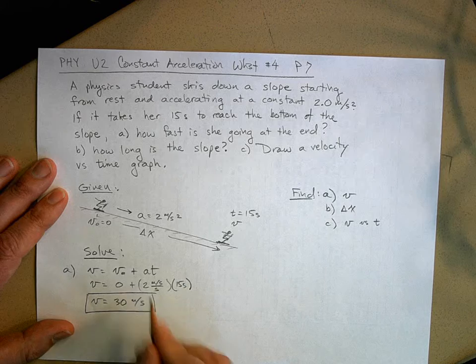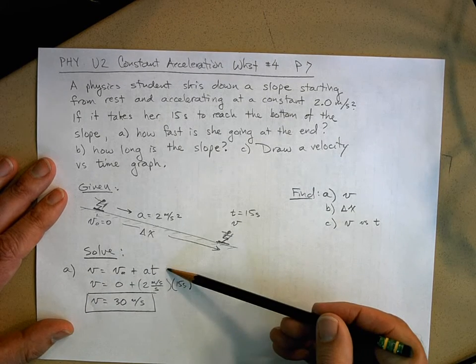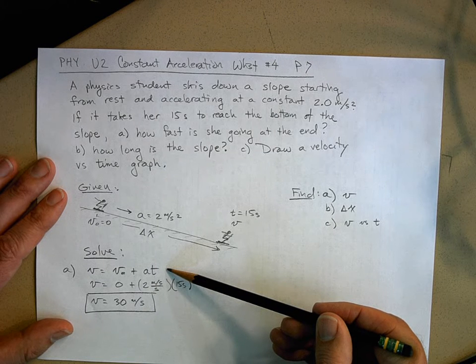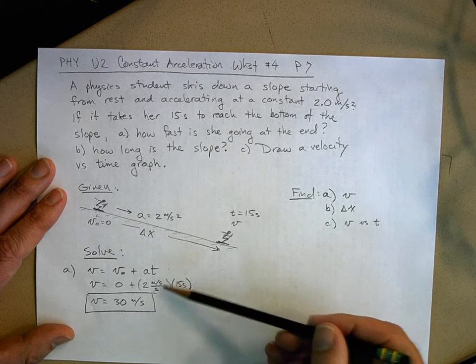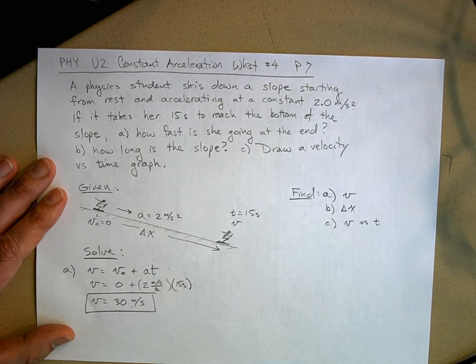That's the right answer. Now look at the technique I'm using here. I start off with the basic equation that matches what's given and what I'm trying to find. Then I plug in my values with units, and then I box my answer. That's good technique right there. That's what I'd like to see you do.